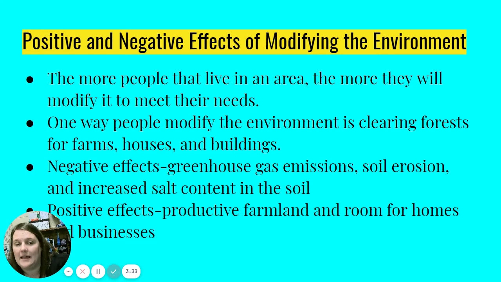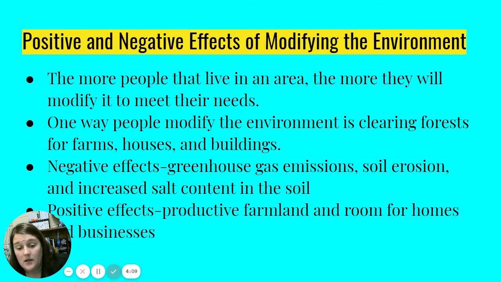So, some positive and negative effects of modifying our environment. Okay, the more people that live in an area, the more we will have to modify to meet their needs. We'll need more places to live. We'll need more food. We'll need more area to travel. One way people modify the environment is by clearing forests. Sometimes that is to make farms, houses, and other buildings. Negative effects: we have global warming, guys, okay? We know that we are dealing with greenhouse gas emissions and soil erosion and increased salt content in the soil. This is all because we have modified the land around us.